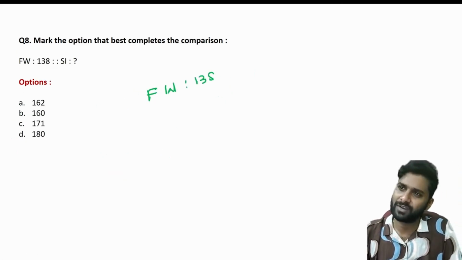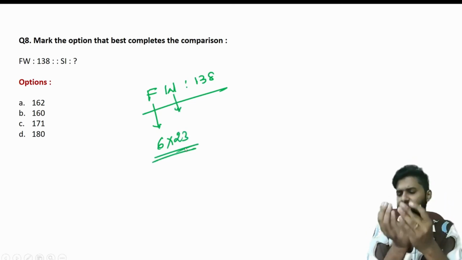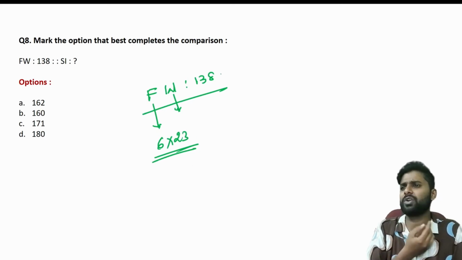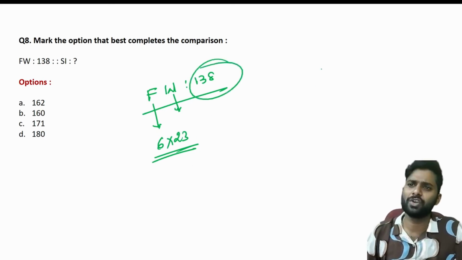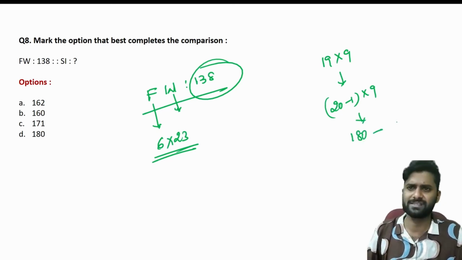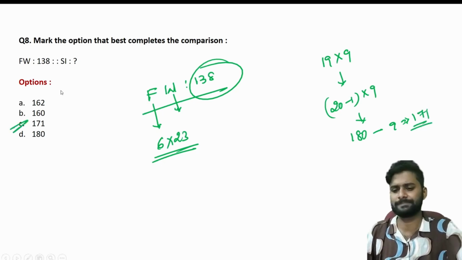FW is represented as 138. Guys, you already know that F alphabetically is 6 and W is 23. Why? Because if you want a huge number, that is only possible through multiplication. F represents 6, W represents 23, and the product of these two numbers is 138. Now you already know that in CS, S is the 19th letter and I is the 9th letter. So what is the answer here? 20 minus 1, multiply in this way. You can go with your own calculations, guys. Choose your option 171.